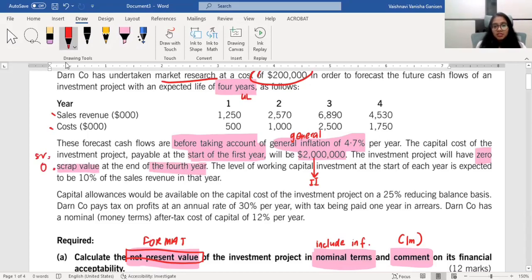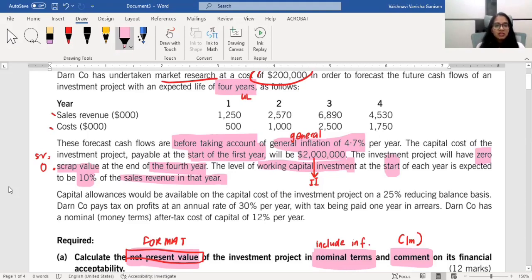The level of working capital investment, so he's talking about working capital now, at the start of each year is expected to be 10% of the sales revenue in that year. So if in year one you calculated your sales revenue, your working capital will be 10% of your sales revenue, and it would be invested at the beginning of the year. Example, beginning of year one. So for presentation purposes, we need to show it at the end of year zero, because end of year zero equals beginning of year one.